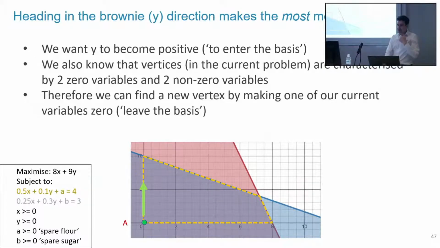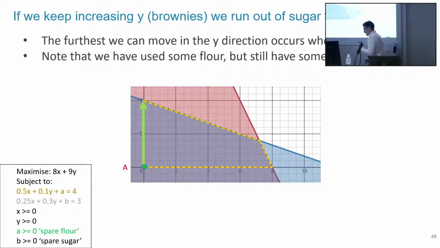If we keep increasing Y, we have to stop when we run out of sugar. The first thing we're going to run out of is sugar. We're going to hit that blue line. So my sugar capacity is what puts the tightest restriction on my initial baking strategy. I've still got heaps of flour left at that point, but I run out of sugar first. Running out of sugar means A equals 0. I have no spare sugar. So I've got the option to just kick out A. A is going to become 0, Y is going to become non-zero. The variable that leaves is the one that restricts your variable the most.